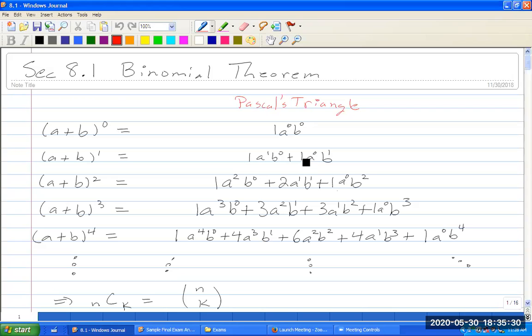1, 1, 1, drop down to 1. 1 plus 1 is 2, drop down to 1. 1, 1 plus 2 is 3. 2 plus 1 is 3, drop down to 1. Drop down to 1. 1 plus 3, 4. 3 plus 3, 6. 3 plus 1, 4. Drop down to 1. So all of these coefficients are just the numbers that we obtained from Pascal's triangle.